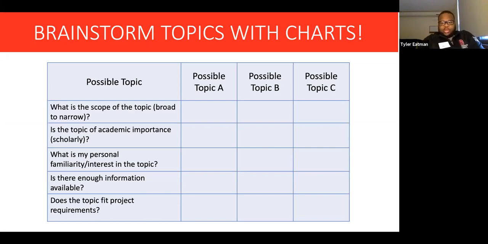So if you're interested or familiar with this topic, have personal interest in this topic, check whether one of these topics does. Is there enough information available for you? If you do that in-depth research, is there going to be enough information for each topic? Usually this is the one where students really narrow down their list to see which topic they want to choose from, because I know there's a lot of information out there, but sometimes whatever topic you have, it can be limiting. And lastly, does this topic fit the project requirements?